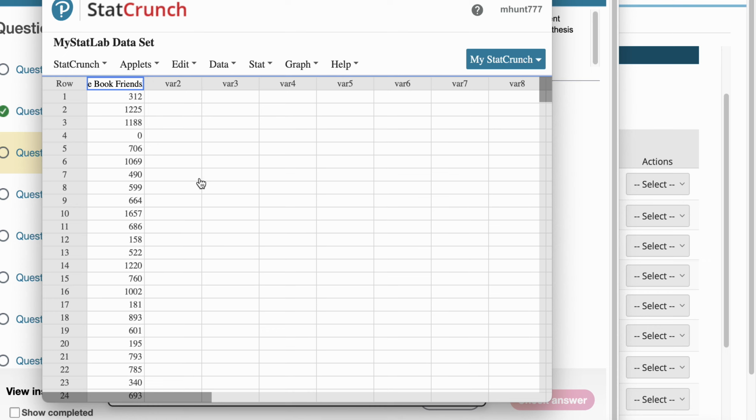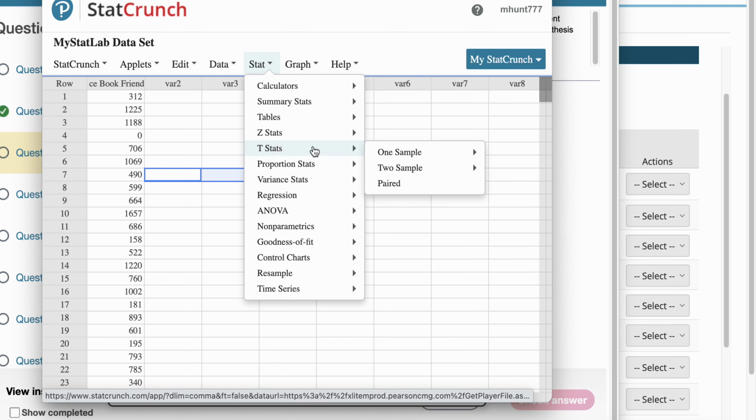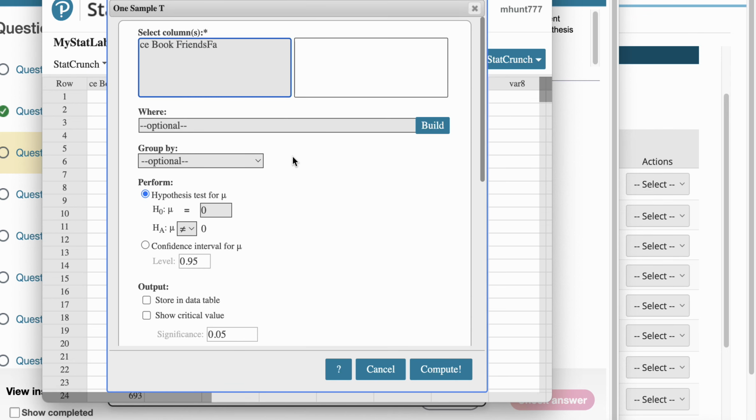Then when I see it in the list, it will make more sense to me. So we're going under the stat menu, the T-stats, because we're dealing with means. One sample, there's only one sample. This time it's with data. So where's the data? In that column.